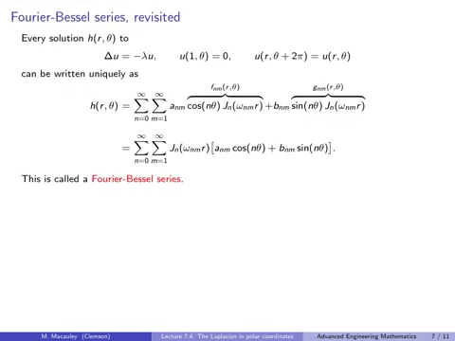That is, every solution h to the Helmholtz equation in polar coordinates with Dirichlet boundary conditions can be written uniquely as a linear combination of the eigenfunctions, which we can write more simply like this, and this is called a Fourier-Bessel series. We saw these things in a previous lecture.